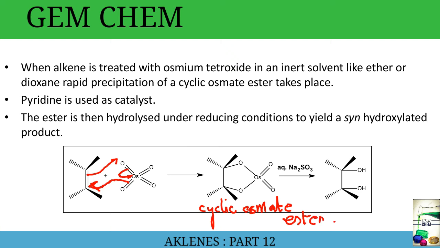Now pyridine is used as a catalyst, and the ester is then hydrolyzed under reducing conditions to yield a syn hydroxylated product. So on hydrolysis, what happens? This bond and this bond break up, so we get OH in the same direction. So it is known as syn.